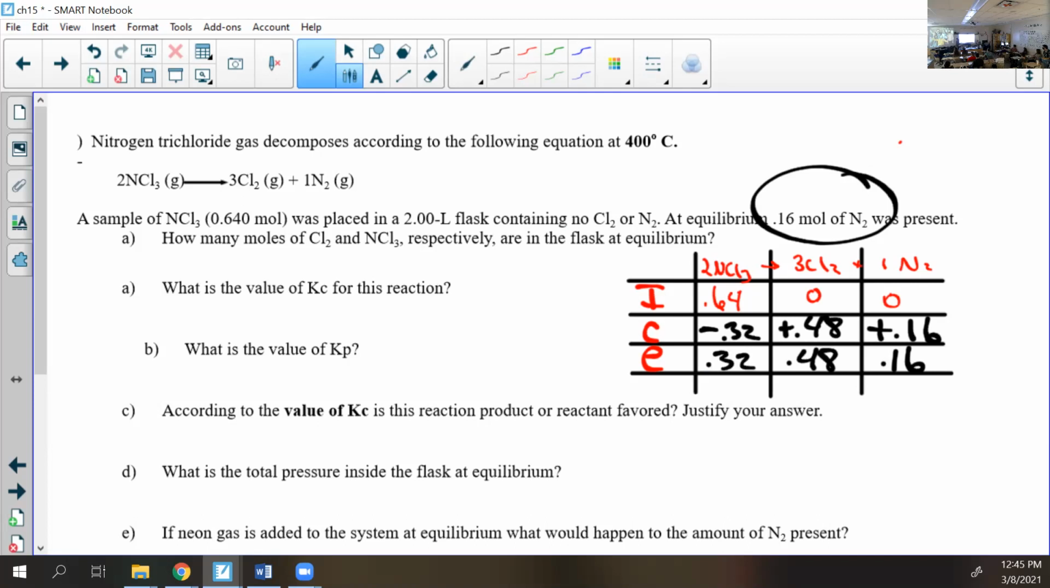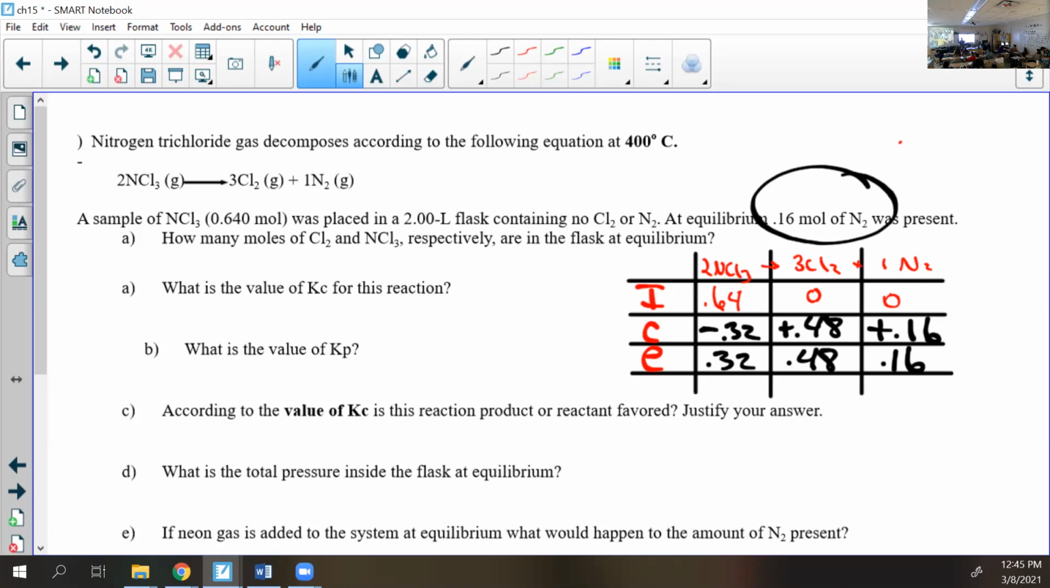Okay, now on the AP test, if you got a question like this, don't just leave it in the ICE table. You must answer this question. So you would then say, all right, of Cl2, there is 0.48, of NCl3, there is 0.32, and N2 is 0.16. Make sure you answer the question. You all right with that?